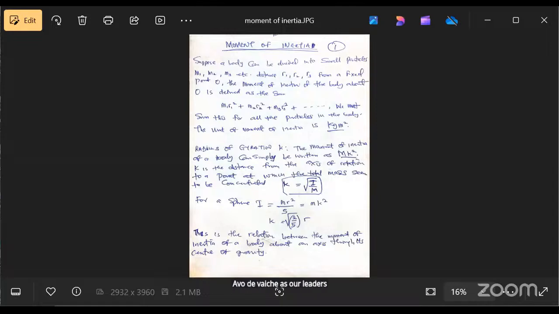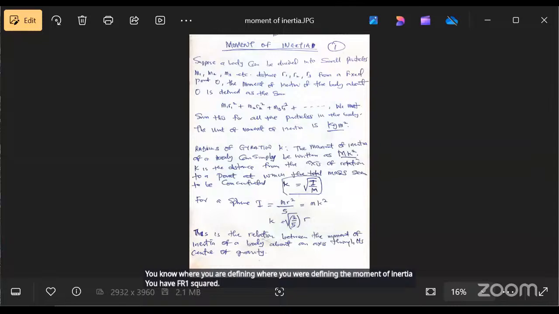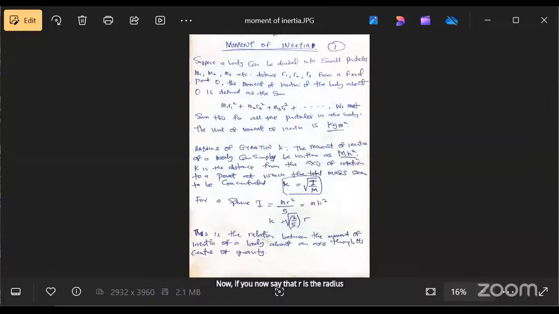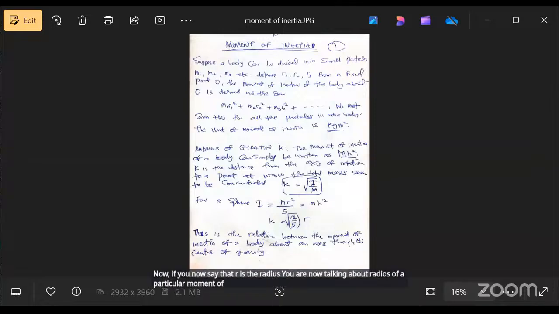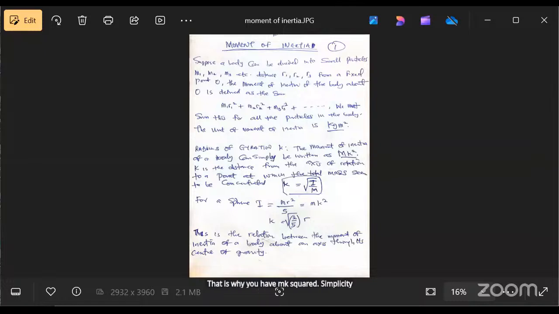You know, when you were defining moment of inertia, you have mr squared. Now, if you say that R is a radius, and you are now talking about radius of a particular moment of inertia, then you can replace that R with K, which is also radius. That is why you have mk squared, simply written as moment of inertia. So moment of inertia can be written as mk squared, where K is the radius of gyration.